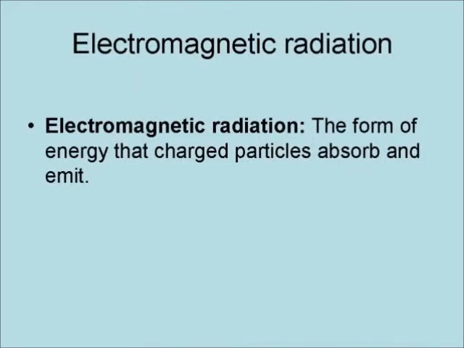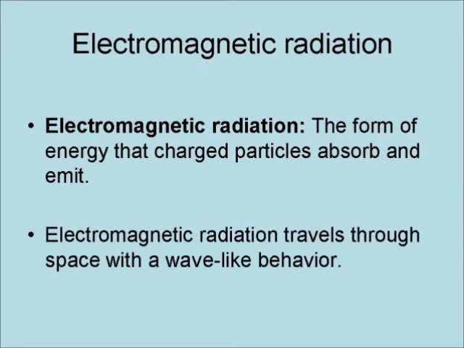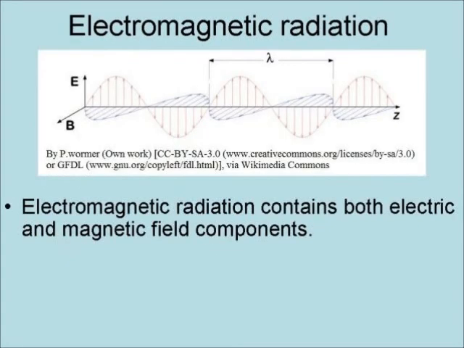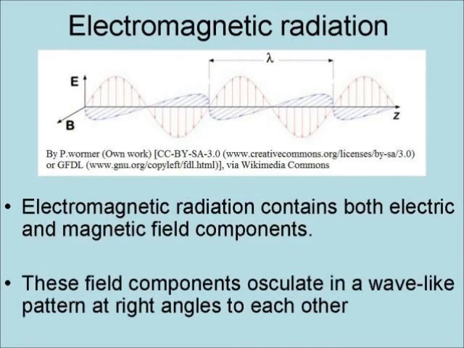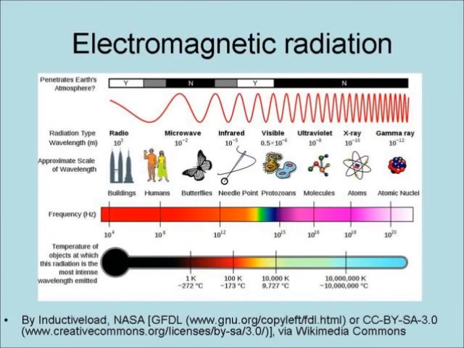Electromagnetic radiation is the form of energy that charged particles absorb and emit. The electromagnetic radiation travels through space with a wave-like behavior. The electromagnetic radiation contains both electric and magnetic field components. These field components oscillate in a wave-like pattern at right angles to each other. This results in the electromagnetic spectrum, which includes radio waves, microwave, infrared, visible light, ultraviolet, X-ray, gamma rays, and cosmic rays. Each type is distinguished by its wavelength.